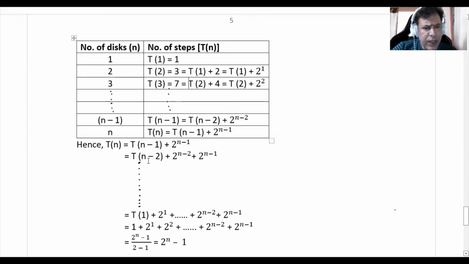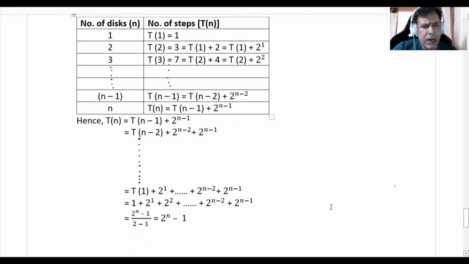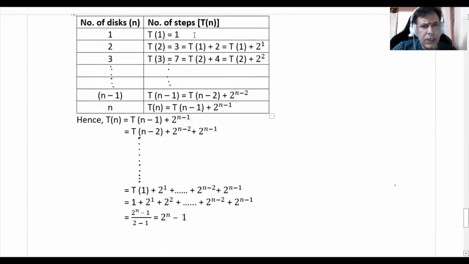And so on. If we keep on doing that recursively, then what will happen? We will get this T(1) plus 2 to the power of 1 plus 2 to the power of 2 and so on up to 2 to the power of n minus 1. That will be your T(n). And T(1), we know it is 1. So it is nothing but 1 plus 2 to the power of 1 plus 2 to the power of 2 and so on up to 2 to the power of n minus 1. This is a GP, a geometric mean. I'm sorry, geometric progression. This is a geometric progression.